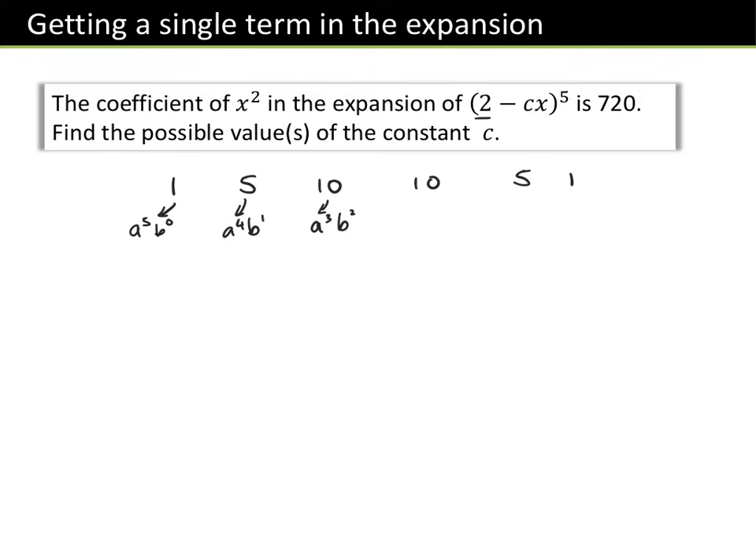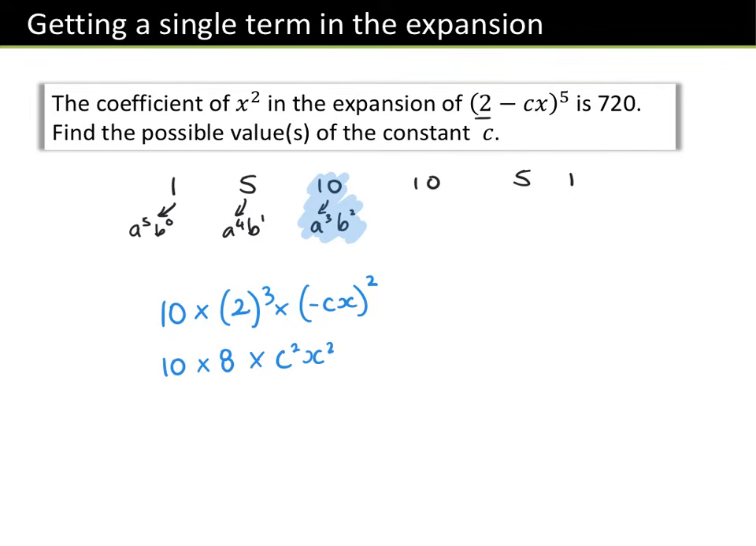Right. What does it want? The coefficient of x squared. So I want this term here. So I don't need to mess around by expanding everything. I know I'm going to do this. So this is going to be 10 multiplied by 2 cubed times minus cx to the power of 2. Okay? So I'm going to get 10 times 8 times minus c squared x squared. And this equals 720x squared because the coefficient of x squared is 720.